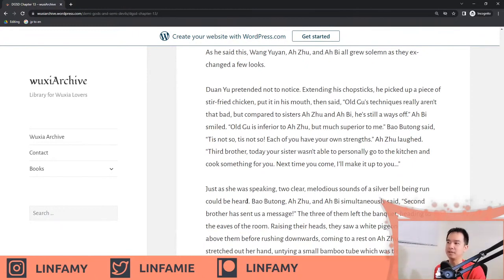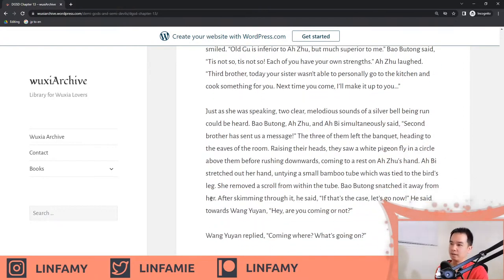Extending his chopsticks, he picked up a piece of stir-fried chicken, put it in his mouth, and said, "Old Gu's techniques aren't that bad, but compared to sisters Aju and Abi, he's still a ways off." Abi smiled. "Old Gu is inferior to Aju, but much superior to me." Bao Butong said, "'Tis not so, 'tis not so. Each of you have your own strengths." Aju laughed. "Third brother, today your sister wasn't able to personally go to the kitchen and cook something for you. Next time you come, I'll make it up to you."